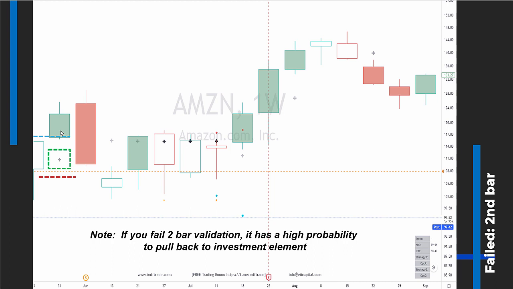Now remember, the difference is in timing. In the iMTF strategy, you have momentum on your side. Doesn't mean you have that on the investment strategy. So the 2nd bar or any bar after that can pull back to this investment element. In this scenario, it did, and you got stopped out on the 2nd bar. Also, if you got stopped out and it hadn't come here already, you know from the rule that when you fail a 2-bar validation, it has a high probability to come here, and that's exactly what it did.